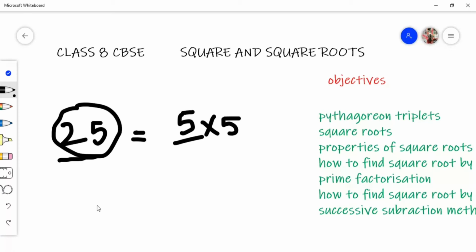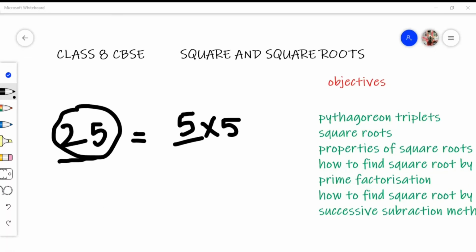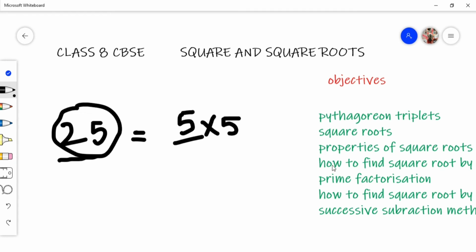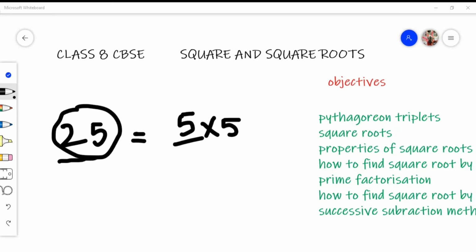We will only consider positive numbers in the square root formula. I hope it is clear to all of you. So now let us move on to our next topic. Our next topic is properties of the square root. So let's start with the next topic.